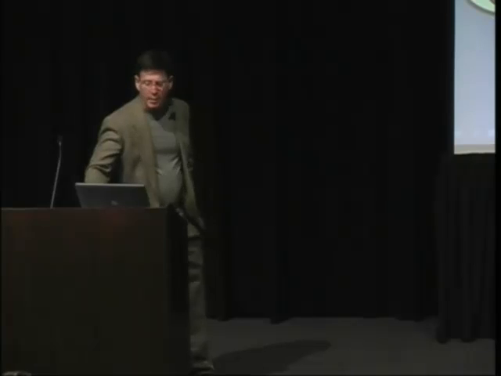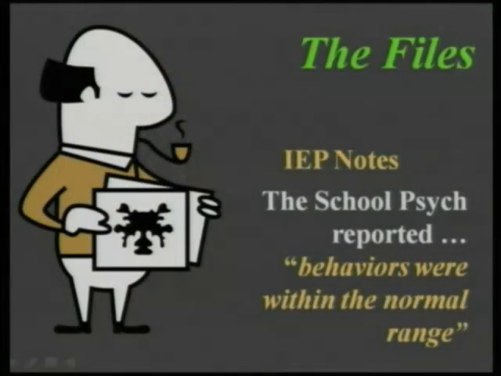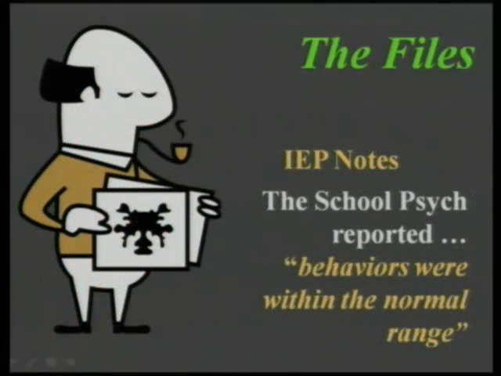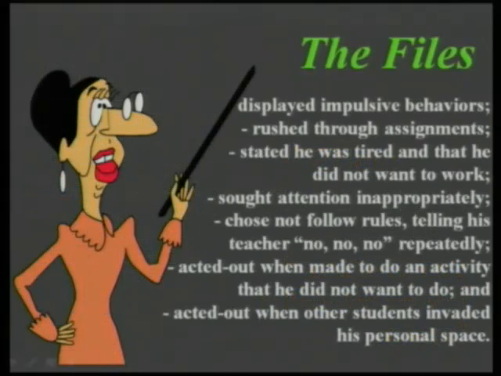So notes. Read a file. School psychologist reported behaviors were within the normal range. Well, if we only looked at his report, we figure, well, this kid was doing pretty good at school. And then, of course, when you get the school files, you get lots of goodies, like the school psychologist's notes. And this is all true data.